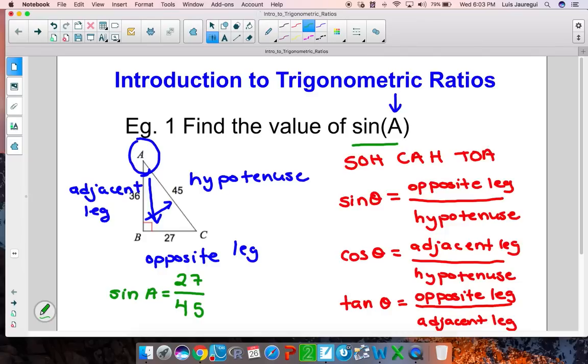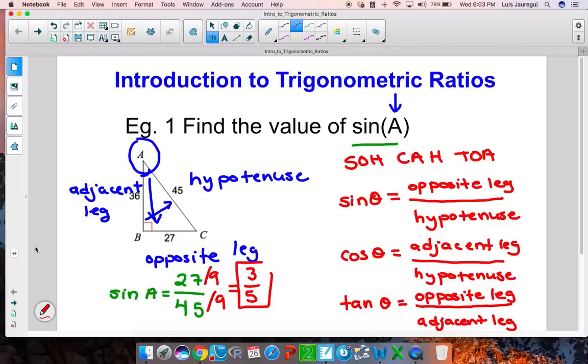Now, the next thing that you always need to check for is to see if this particular fraction is already in simplest form. Notice that we have a greatest common factor of 9. Since the greatest common factor of 27 and 45 is 9, let's go ahead and divide both numerator and denominator by 9. So 27 divided by 9 is 3, 45 divided by 9 is 5. Therefore, sine of A is simply 3/5. Okay, so that will be my solution for this particular question.